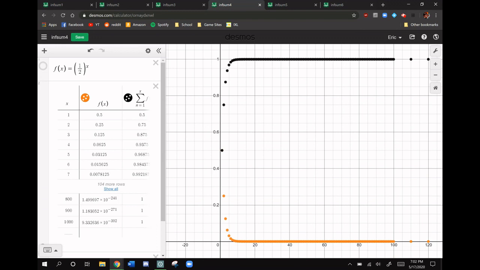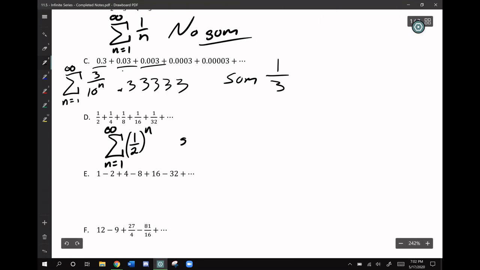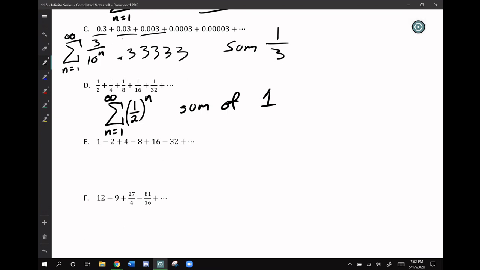So when we take the 7th partial sum, it's 0.9921. When we take the 14th partial sum, it's 0.99938. So it's getting closer and closer to 1. Okay, so that's that type right there. Well, it's just 1. Okay, this has a sum of 1. All right, now we get exciting stuff happening here because these alternate negative to positive.